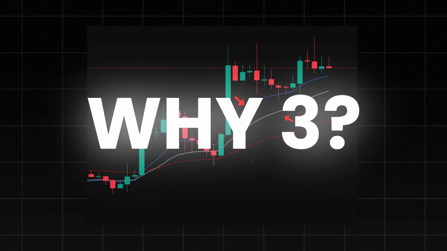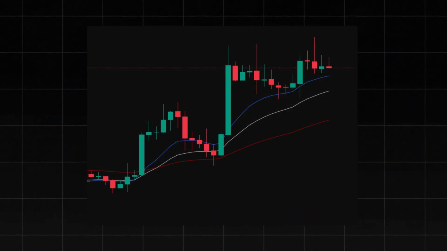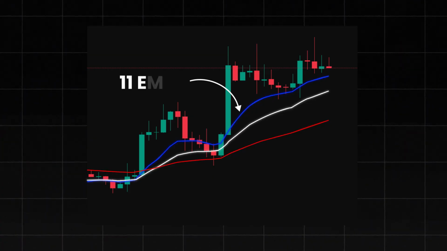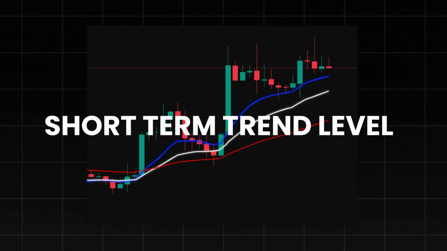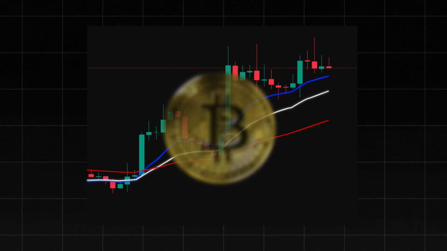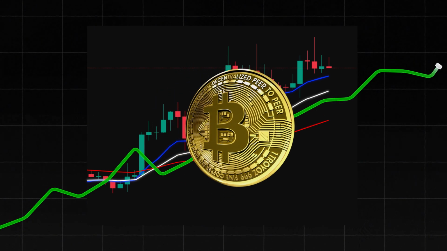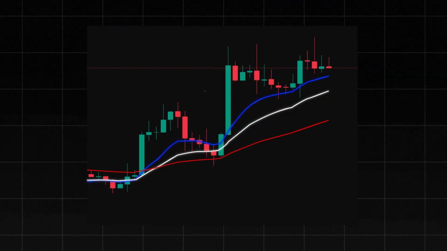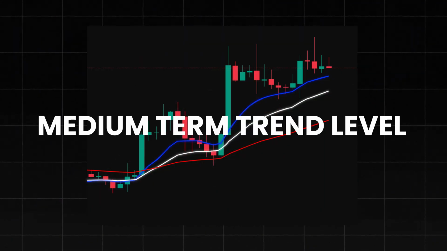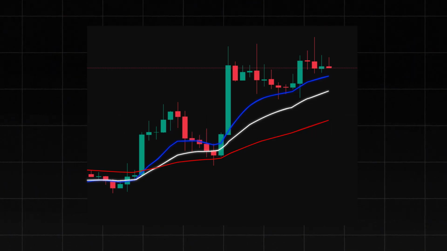Now, why 3 EMAs instead of 1? Because each line is doing a separate job. On the chart, the 11 EMA appears as a blue line. That is your short-term trend level. When a coin is in a clean high momentum move, price tends to stay close to this line and respect it on pullbacks. The 21 EMA is the white line. That is your medium-term trend level. It gives the asset a little more room and still holds during most healthy trends.